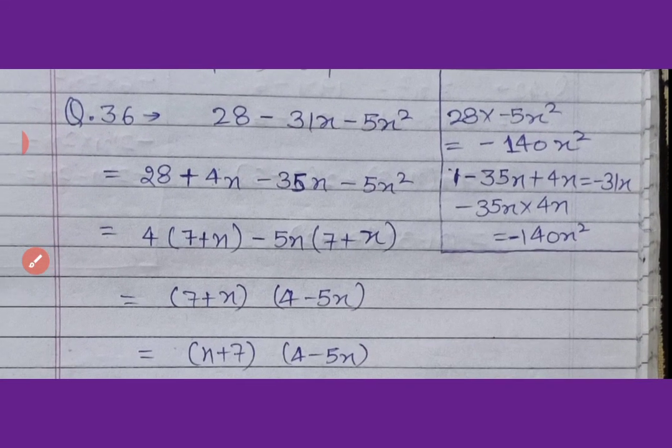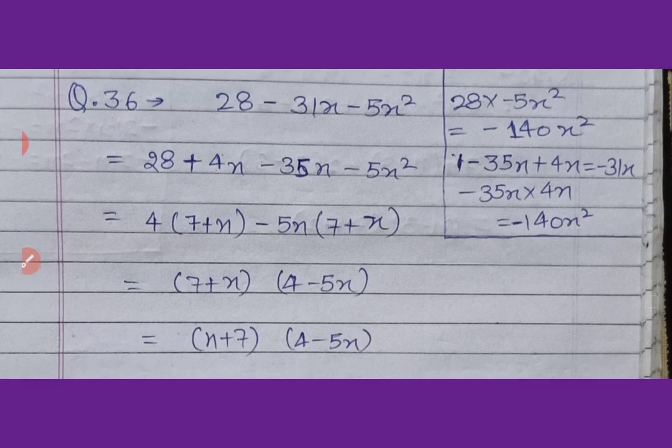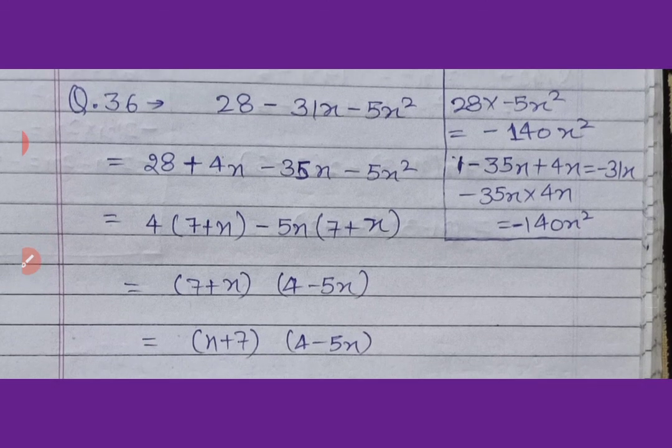Next, question number 36. I left some questions for you. Whenever you solve some questions by your own self, then you can easily understand these types of questions. 28 minus 31x minus 5x square. Till now we have studied the expressions in which x square, or the square form of numbers, is given in the starting, but here it has been given in the last.